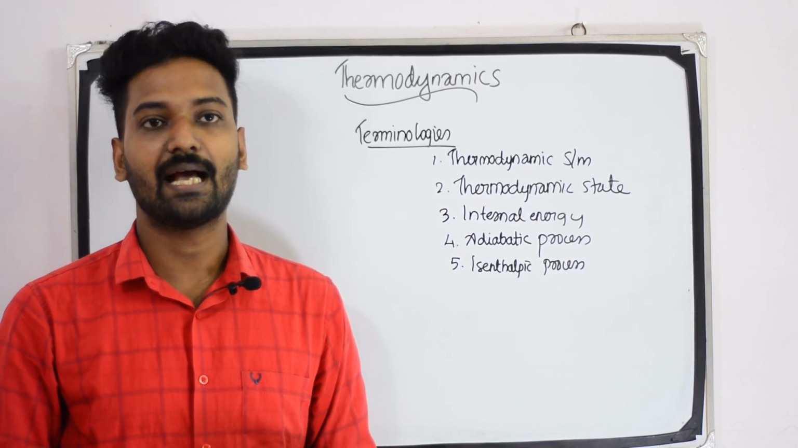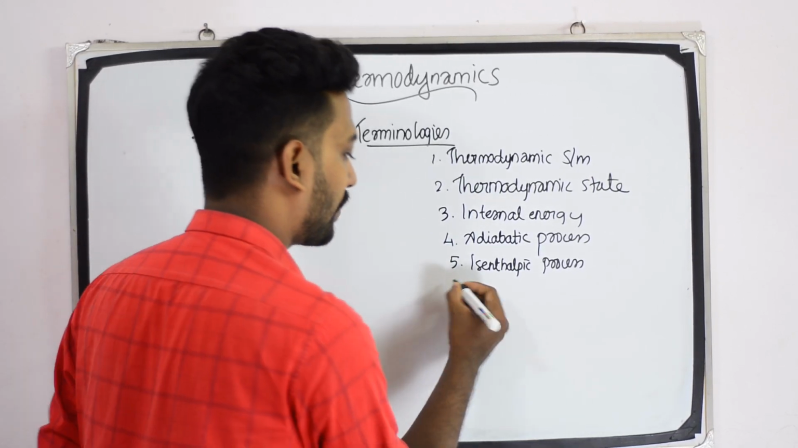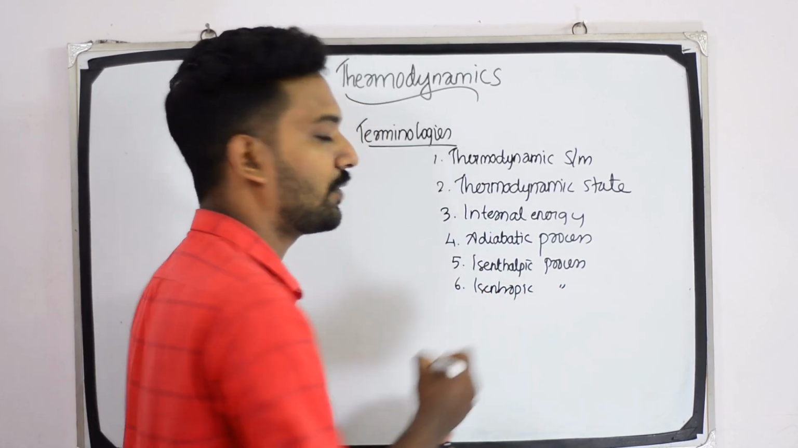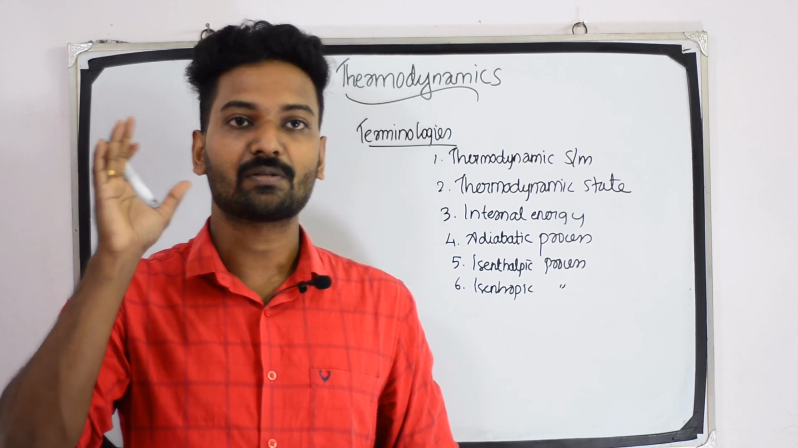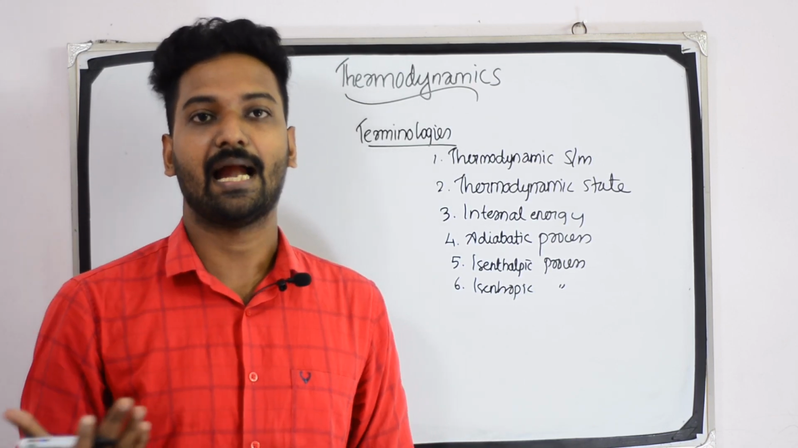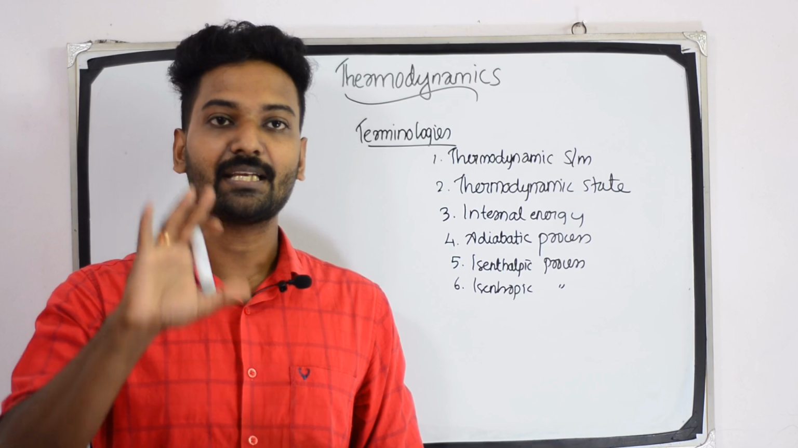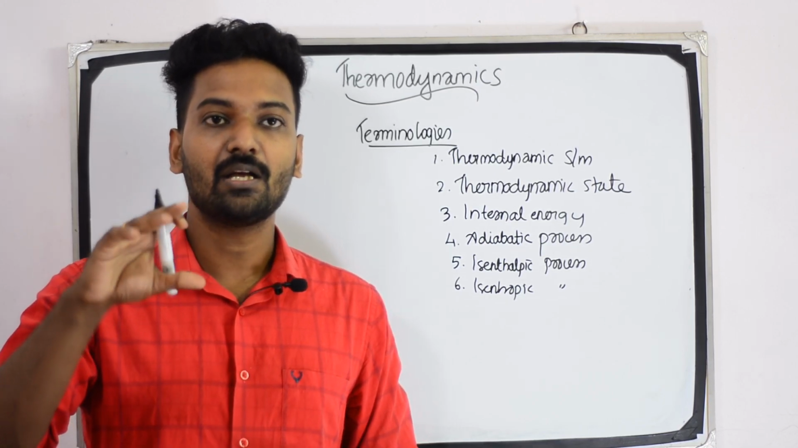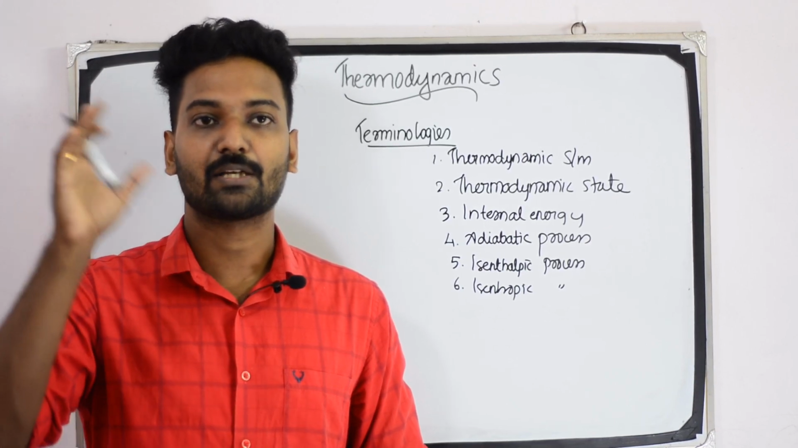Next one is isentropic process. An isentropic process is a reversible adiabatic process that occurs at a constant entropy.